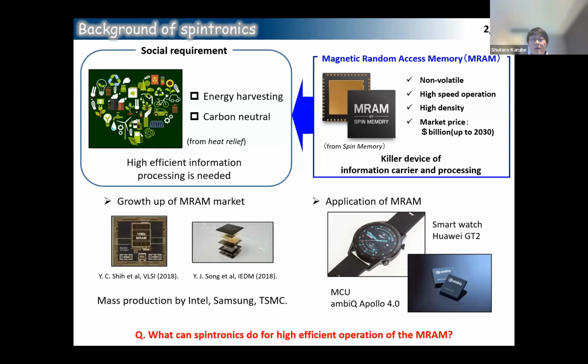It is estimated the market value of MRAM will reach $30 billion by 2030, making it a crucial component in information carriers and processing devices. In fact, major semiconductor companies such as Intel, Samsung, and TSMC have entered mass production, and MRAM is being applied in products such as smartwatches and microcontroller units, MCUs. Based on this background, what can spintronics contribute to enhancing the performance of MRAM?